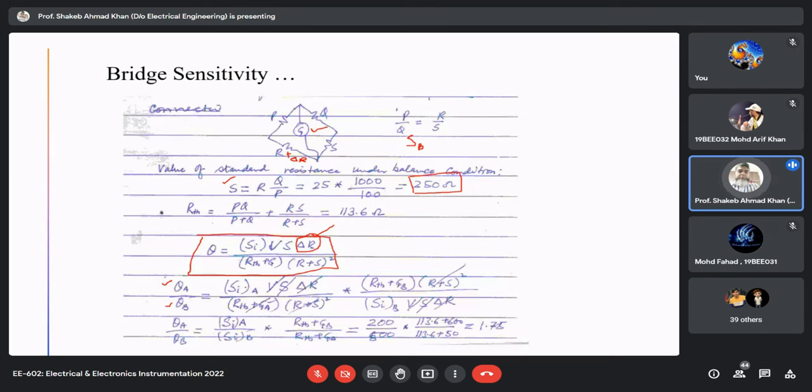In this case, we have SIA upon GA here, and here we have SIB and GB. So we took the ratio of these two, and finally we are able to find the expression for this ratio. When we calculated it, we got theta A upon theta B equal to 1.75. Then how will you interpret it?